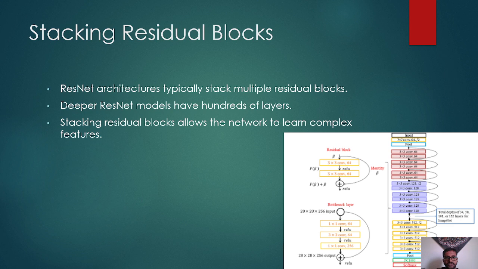Stacking residual blocks. ResNet architecture typically stacks multiple residual blocks. Deeper ResNet models have hundreds of layers. Stacking residual blocks allows the network to learn complex features. So in the image, you could see the residual blocks being made up here. There might be hundreds of layers to build deeper residual blocks, so it helps the network learn complex features.